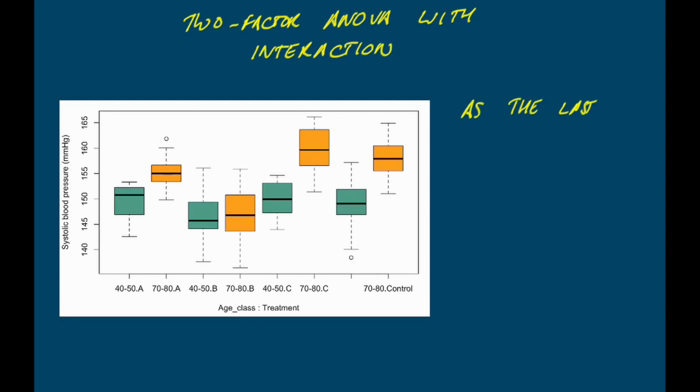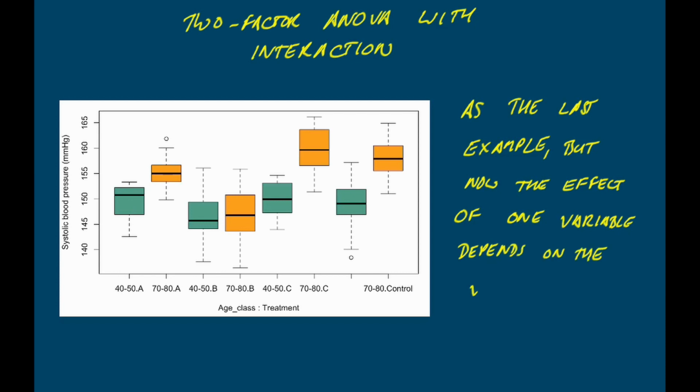So in this case, we've got an effect of age class that's varying between our treatment levels, and you can see that in this box plot here. For the 70 to 80, for the control treatment and for treatment C, you can see that the differences between the two age classes are roughly the same. But then for treatment B, there's a much smaller difference between the age classes. And for treatment A, there's a kind of intermediate degree of difference between the age classes.